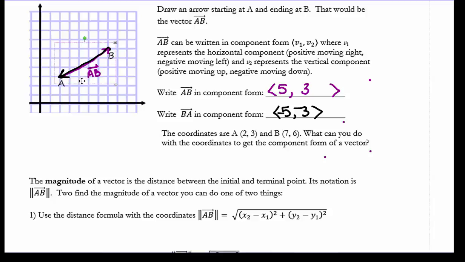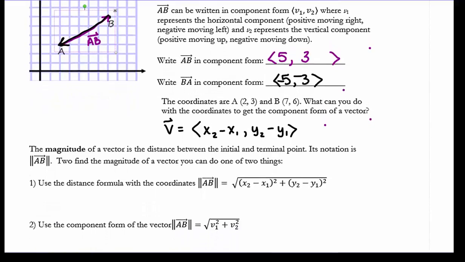What if I didn't have the picture and I couldn't count it? What could I do with the coordinates to get the component form of a vector? Well, the difference of 2 and 7 is 5. The difference of 3 and 6 is 3. When you want to get a vector, let's call it vector V, your vector is ⟨x2 minus x1, y2 minus y1⟩. That's how you get the component form of a vector.